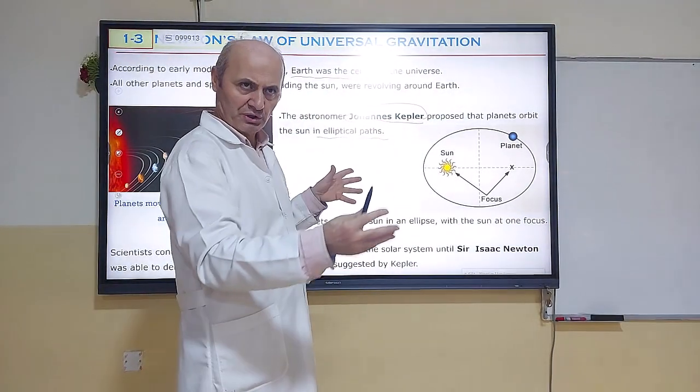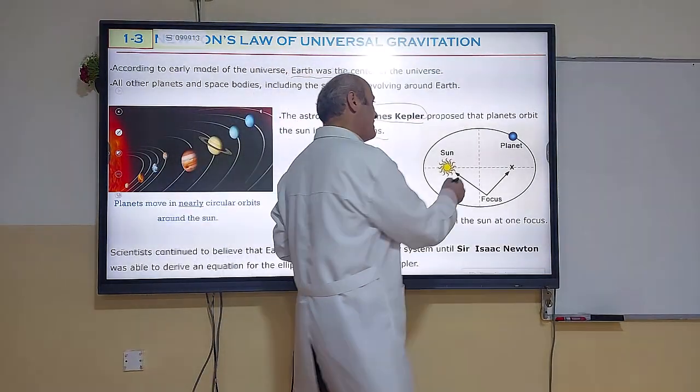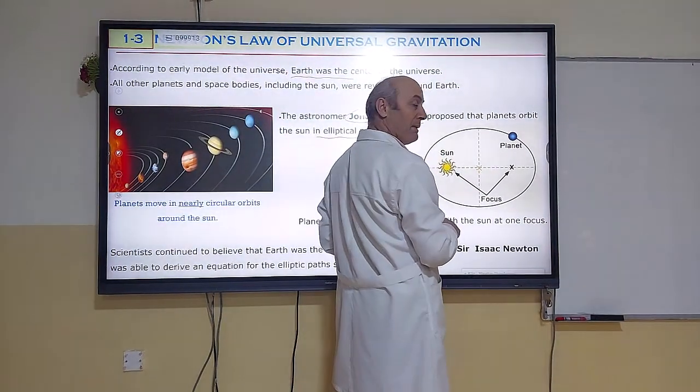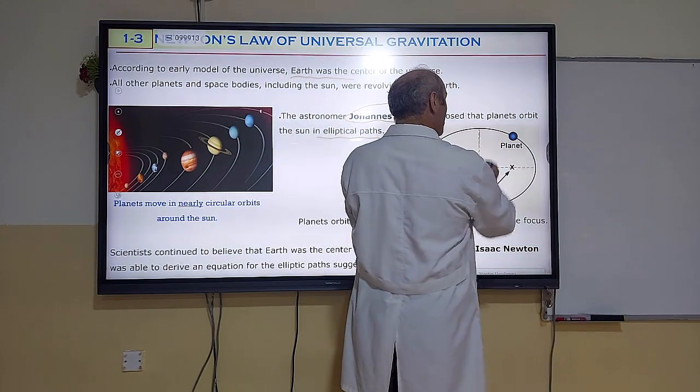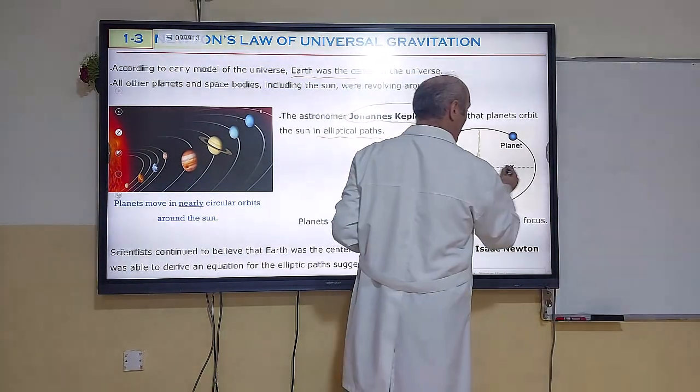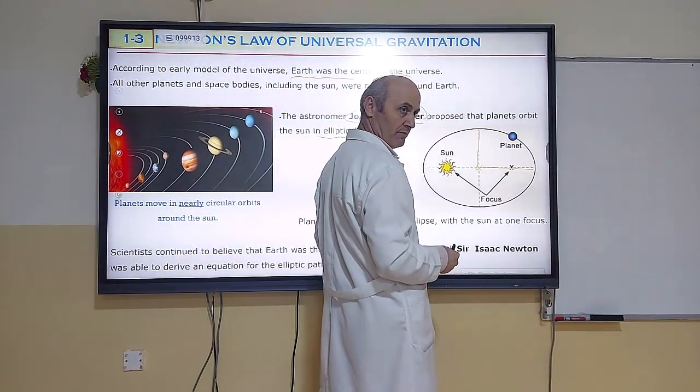An ellipse is a bulged circle. But in one side its radius is short, in the other side its radius is longer.